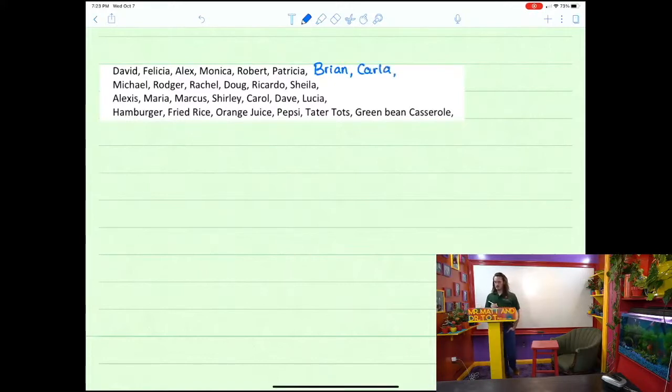Second one, Michael, Roger, Rachel, Doug, Ricardo, Sheila. So now we have male, male, female, male, male, female. So we need two more males. Let's say Richard. Let's say Dave. And let's say Irene.